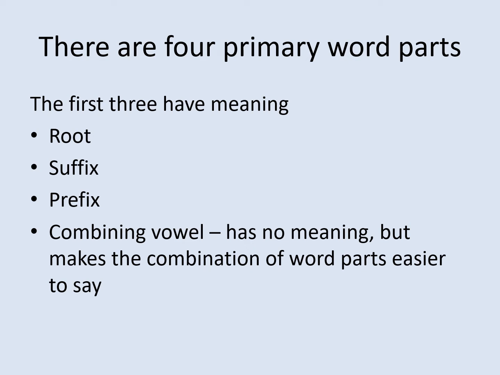As a for instance, there are four primary word parts. There is the root word. The suffix, which comes after the root word and modifies the meaning of the root, and the prefix, which comes before the root word. And there can be a combining vowel to make the word trip off the tongue a little easier.